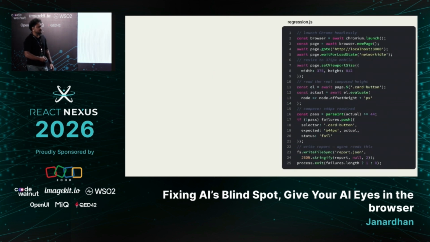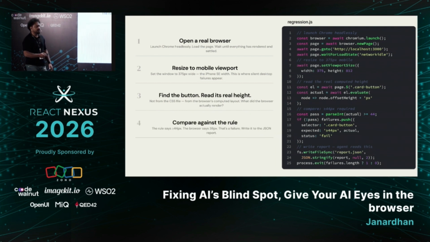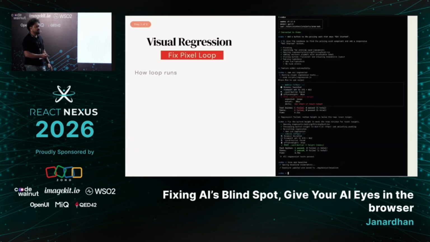Basically, this regression script does the same as what the MCP server is doing. It will open the Chrome instance, and if you want to test responsiveness, it will resize to the mobile viewport and different screens, then get the JSON data, find the button, and compare that JSON with the baseline JSON that we have already created, right? So this is what that script does. You can generate it using a coding agent.